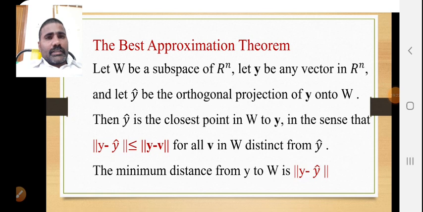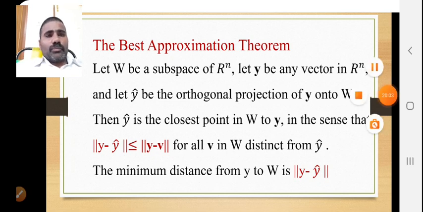Thank you. In the next class we are going to discuss the orthogonalization process. That means we can construct the orthogonal basis if a general ordered basis is given to us. Now we can construct the orthogonal basis of the vector space by using the Gram-Schmidt orthogonalization process, using the same concepts which we learned in this class. Thank you one and all.